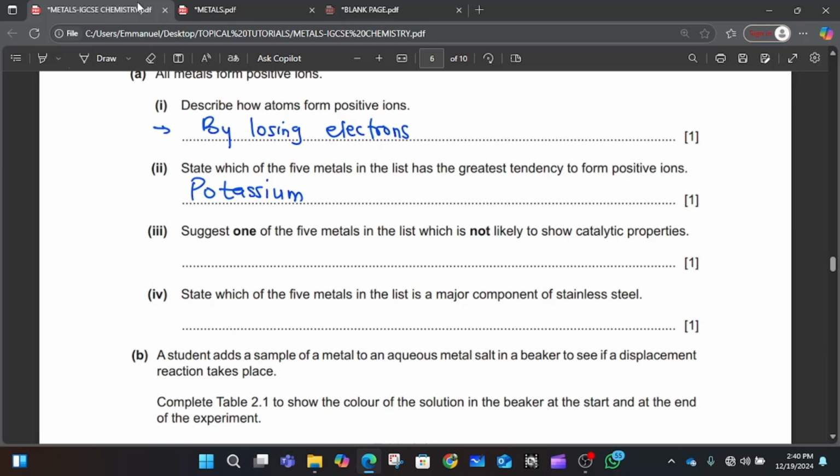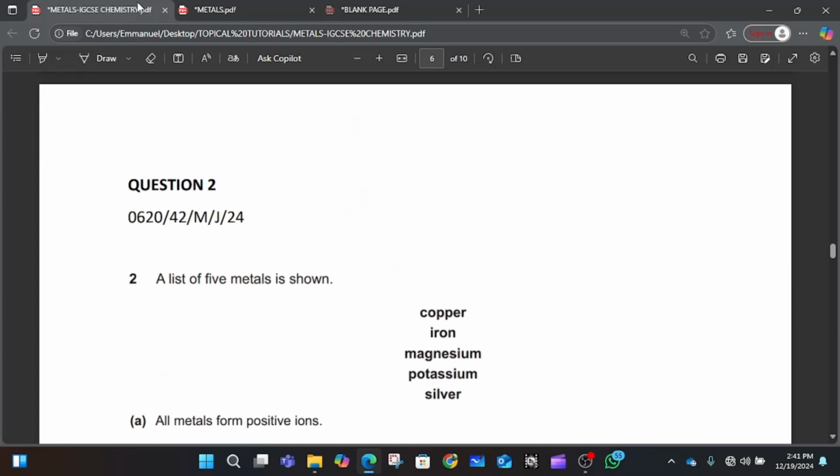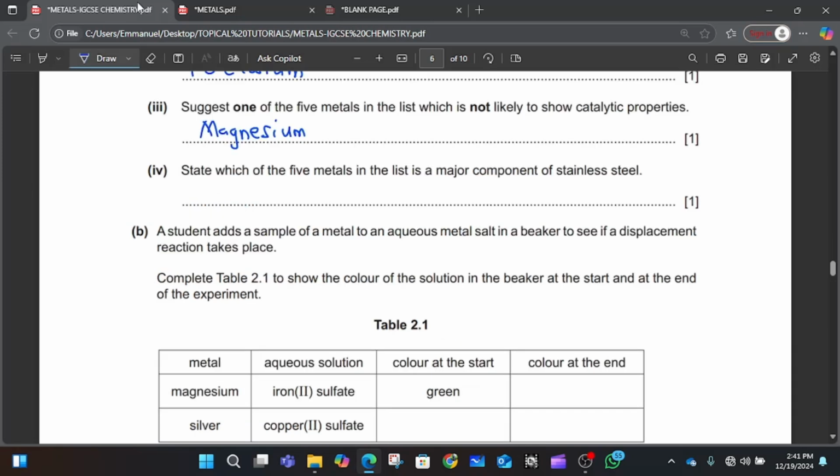III. Suggest one of the 5 metals in the list which is not likely to show catalytic properties. It is transition metals that show catalytic properties, and so potassium and magnesium are not transition metals in this list. So this has to be either magnesium or potassium. IV. State which of the 5 metals in the list is a major component of stainless steel. So to produce stainless steel, iron is used.